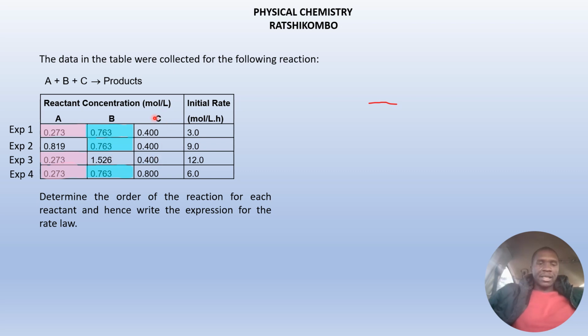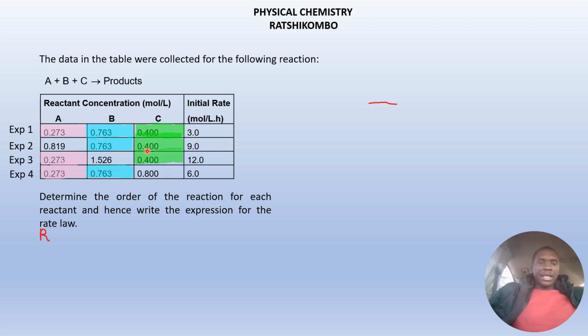Let's check C. So this is the list of concentrations of C. You will realize that C was constant on experiments 1, 2 and 3. I'm saying it was constant because you can see that it was 0.4, 0.4, 0.4, right?